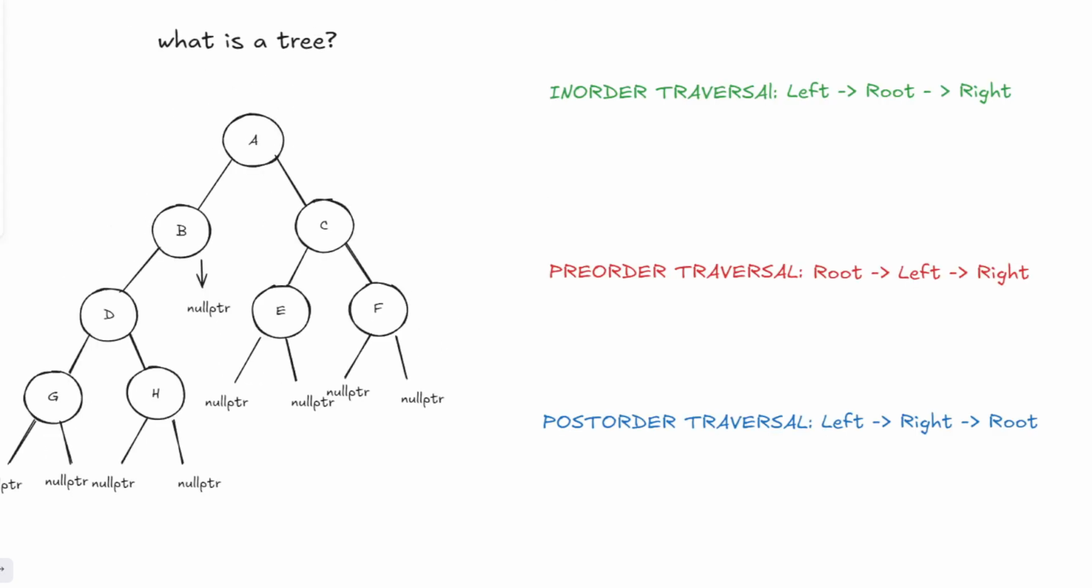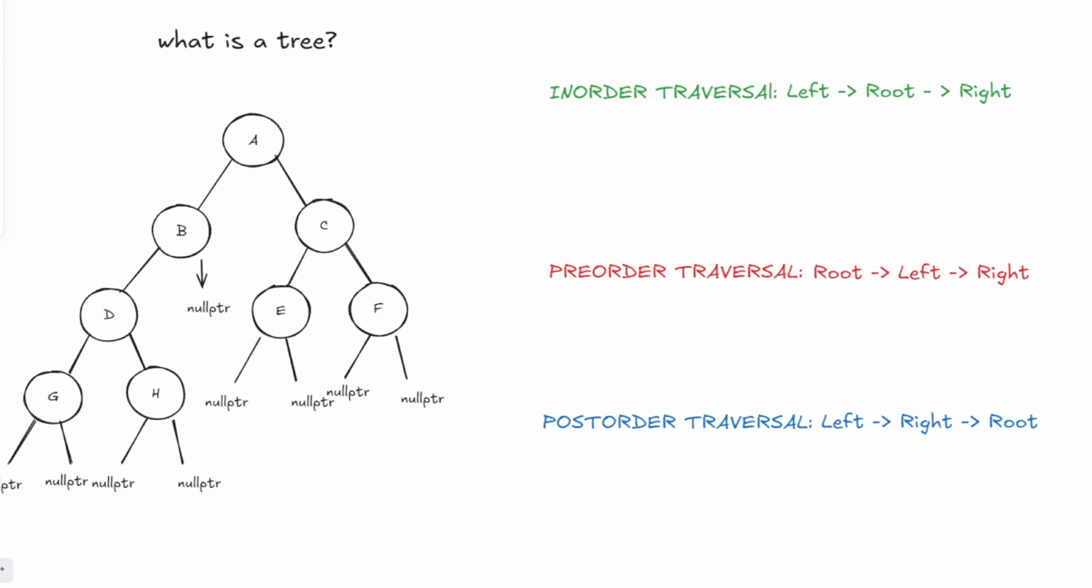So let us start with traversals. First we have Inorder, Preorder, and Postorder traversals. Let's start with Inorder. We start with the left subtree first, then the root, then the right subtree.